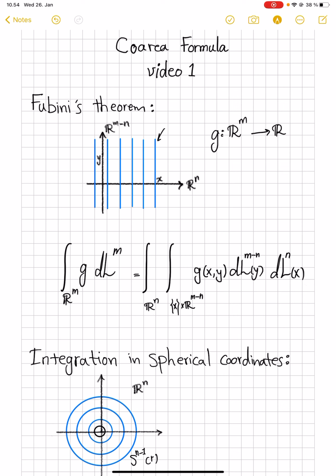You are in Rm, and then you break it up into Rn times Rm minus n.